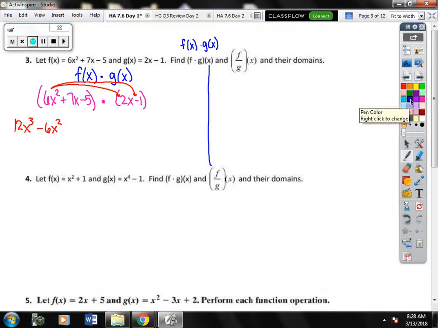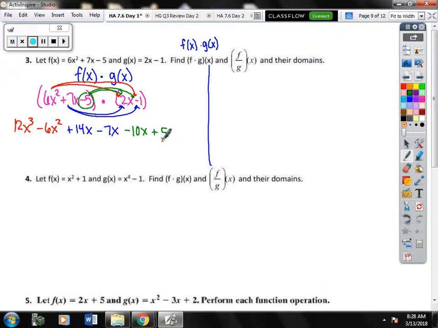Go to your next term, the 7x, distribute it to each of the terms in the second binomial. So the 7 times 2 will get me plus 14x minus 7x. And then lastly, distribute the negative 5. Make sure you include that negative symbol. And we'll get a minus 10x. And then 2 negatives here will make me a positive 5.